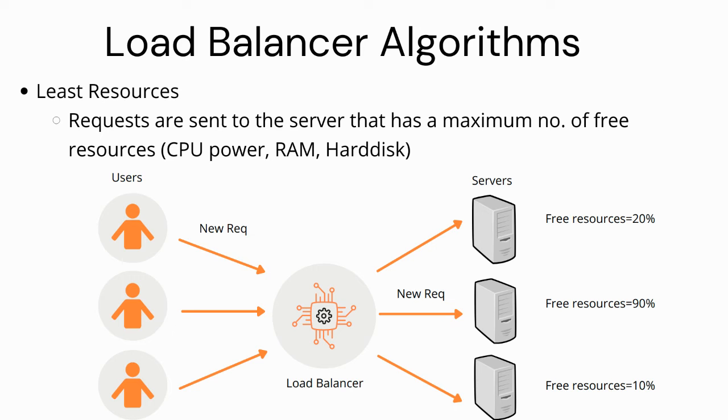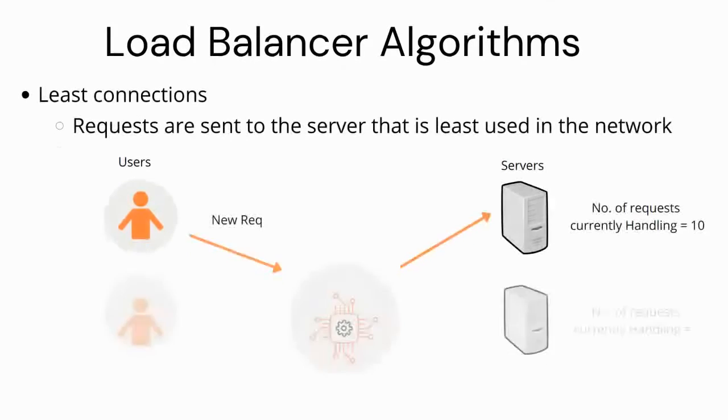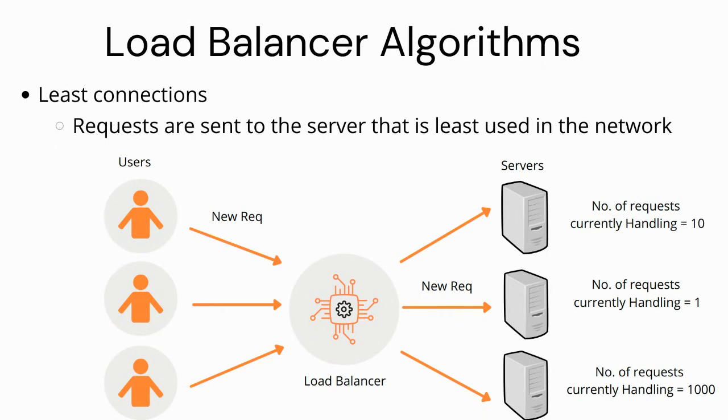With that being said, let's take a look at the next algorithm. The third algorithm that we have is known as least connections. In this scenario, incoming requests are sent to the server that has the least number of connections. Let's say server 1 is handling 10 requests, also known as connections. Server 2 is handling 1 request, and server 3 is handling 1000 requests.